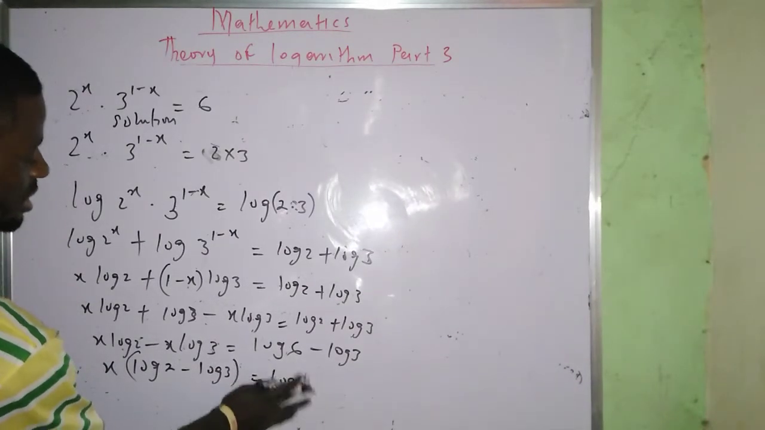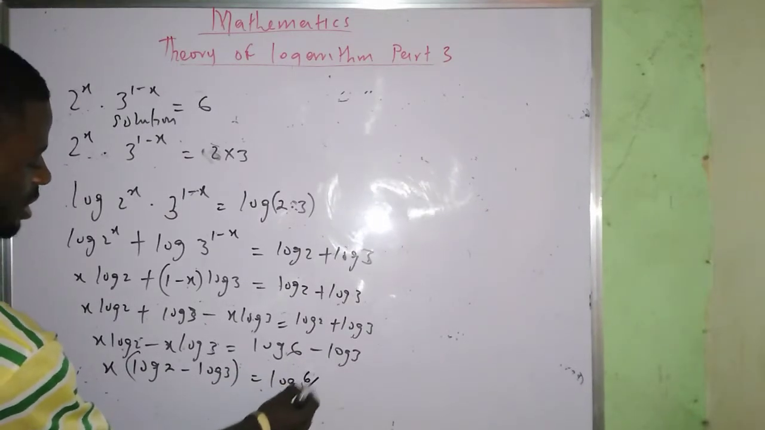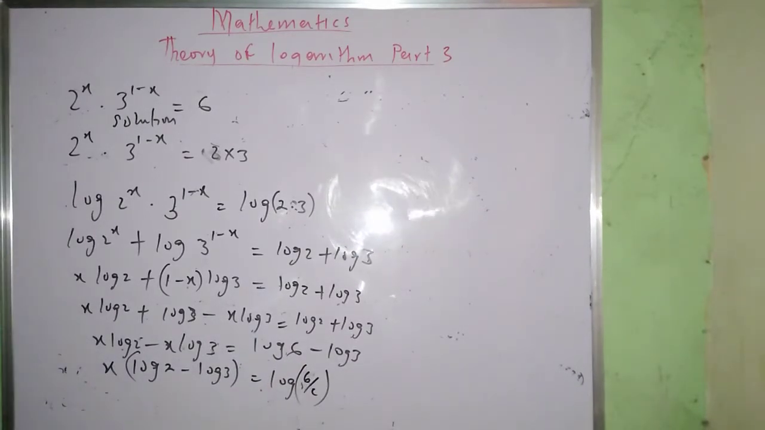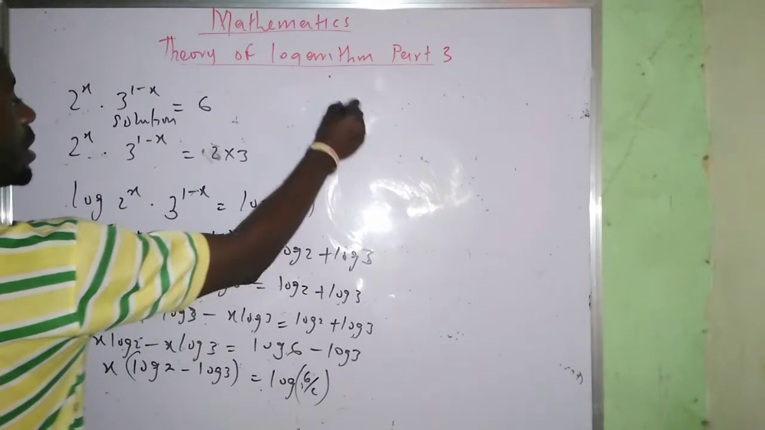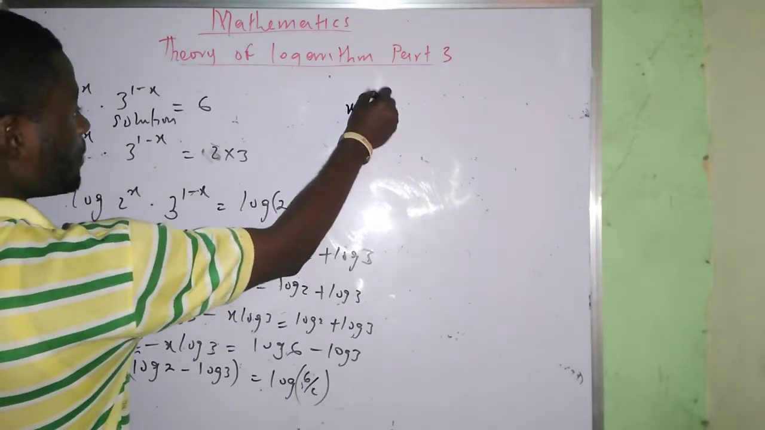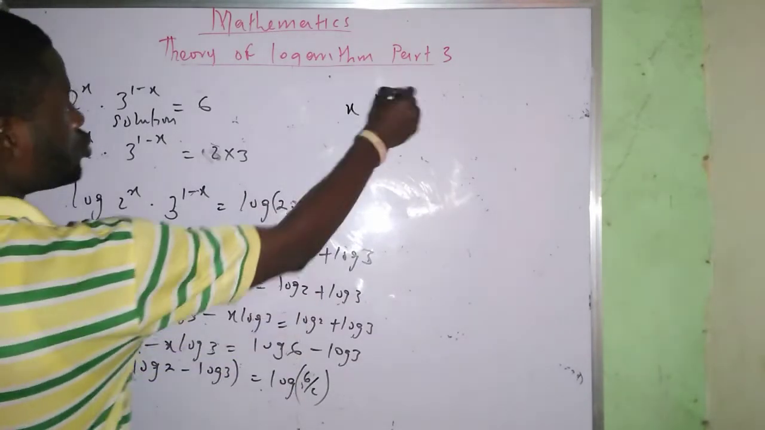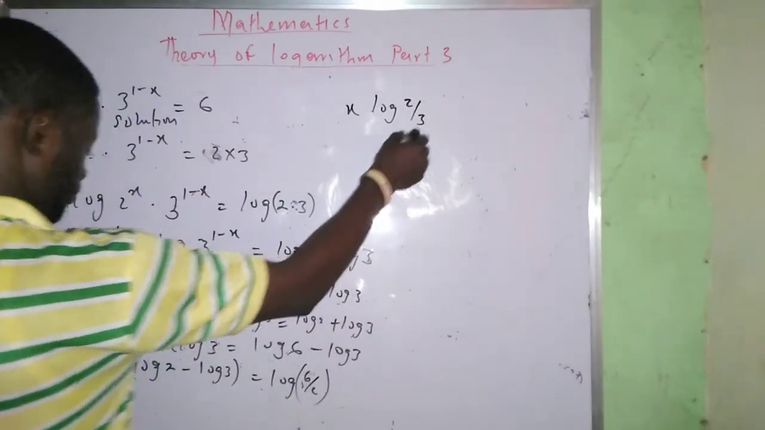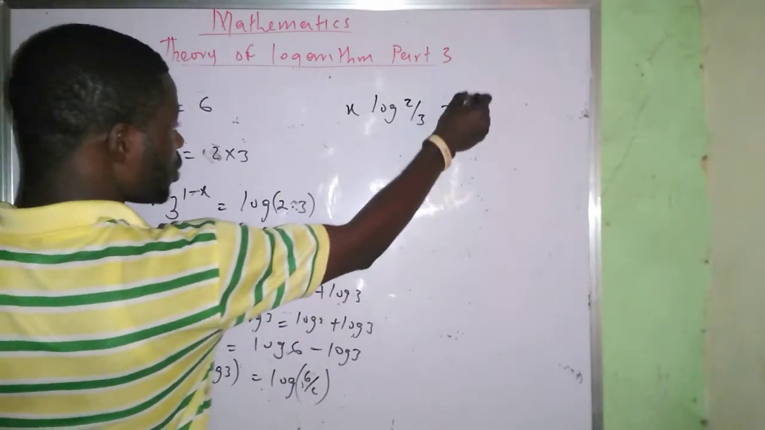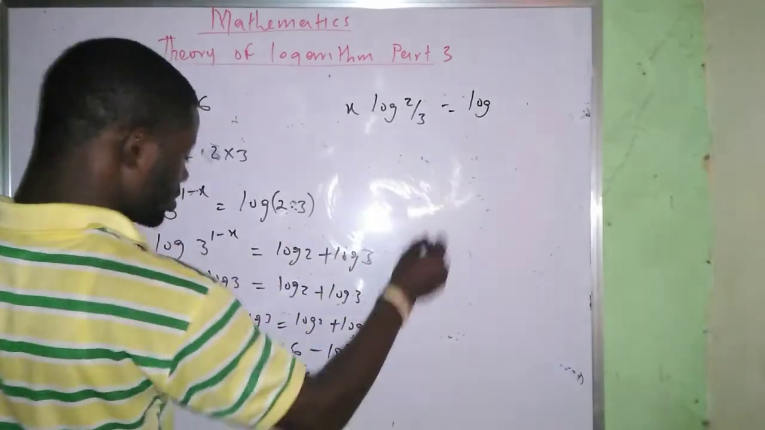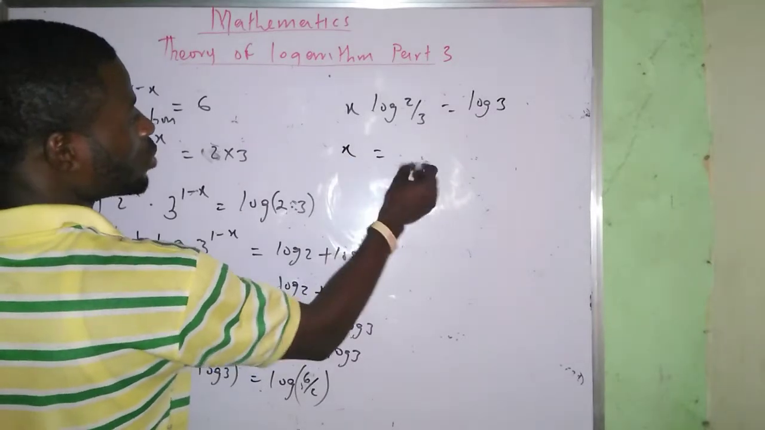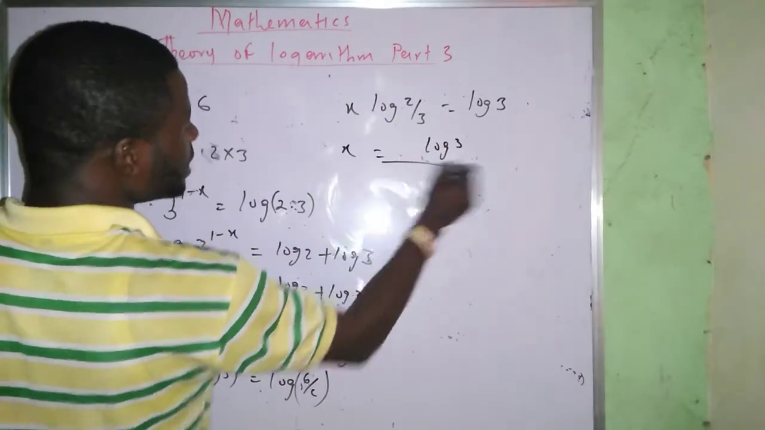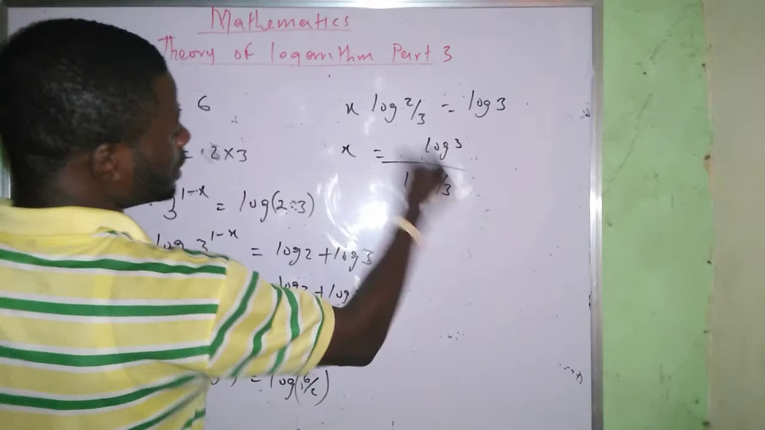6 divided by 3, which is going to be what? 6 divided by 3. I'm using my log law practically. Now, this time around, I did not open any brackets. I can say that my x log (2 all over 3) equals log 6 all over 3, which is 2. I can answer that my x equals log 2 divided by log (2 all over 3).